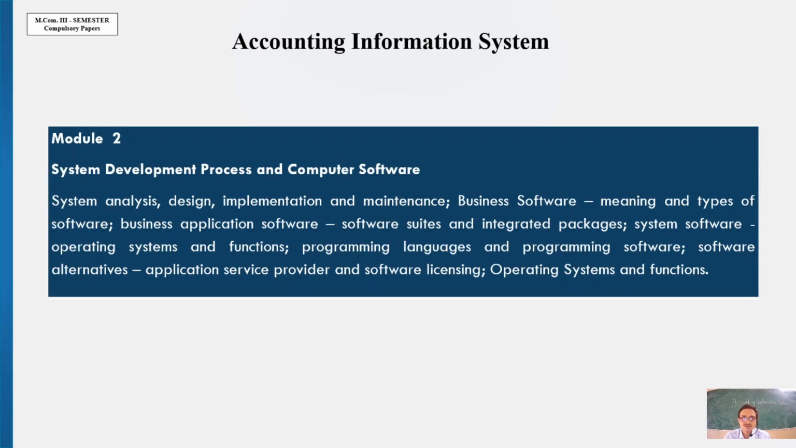In the second module, we are going to learn about the system development process. That means system analysis, design, and the maintenance of the system, etc. Also, we are going to learn about various software that is going to be used in information system development, as well as general purpose applications. We are going to learn about some programming languages, software, application service providers, software licensing concepts, and also the functions of operating systems. This is an important chapter.